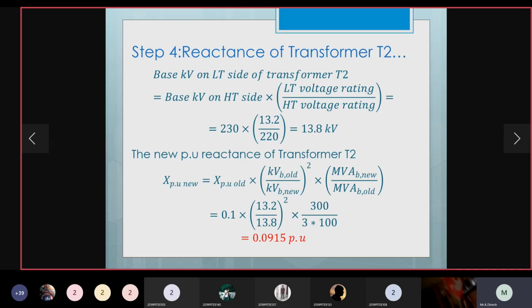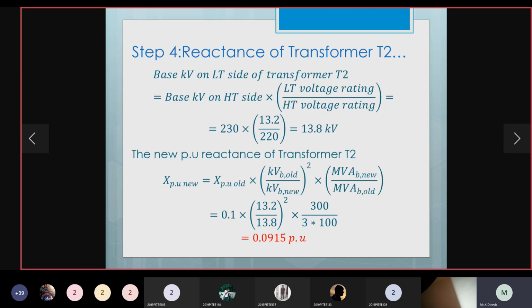Now you substitute with your X per unit new. That is X per unit new equals X per unit old into kVB old by kVB new, the whole squared, into MVAB new by MVAB old. So X per unit old is 0.1, kVB old is 13.2, new is 13.8, the whole square, into MVAB new is 300, MVAB old is 3 into 100. In case of a bank, it is 3 times 100. So once you substitute, you may get 0.0915 per unit.